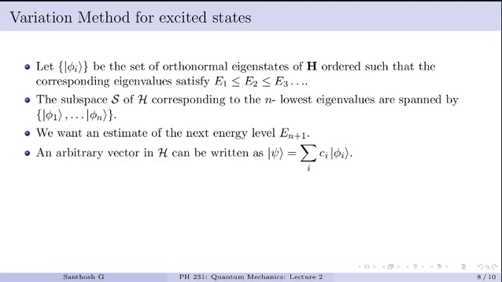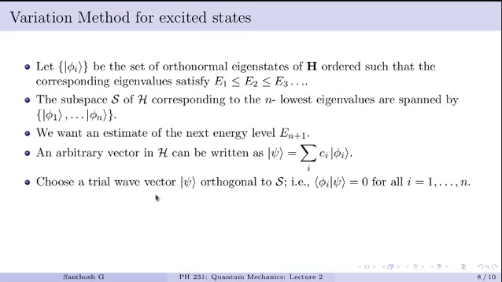Let us first consider a general state in the Hilbert space, which can now be written as a linear combination of the set of eigenfunctions phi I of the Hamiltonian, because they are the eigenstates of a self-adjoint operator, and they are expected to form a complete orthonormal basis in the Hilbert space. And therefore, any arbitrary vector psi in the Hilbert space H can now be written as the sum over I of Ci times the kets phi I, where Ci are the coefficients and they are complex numbers.